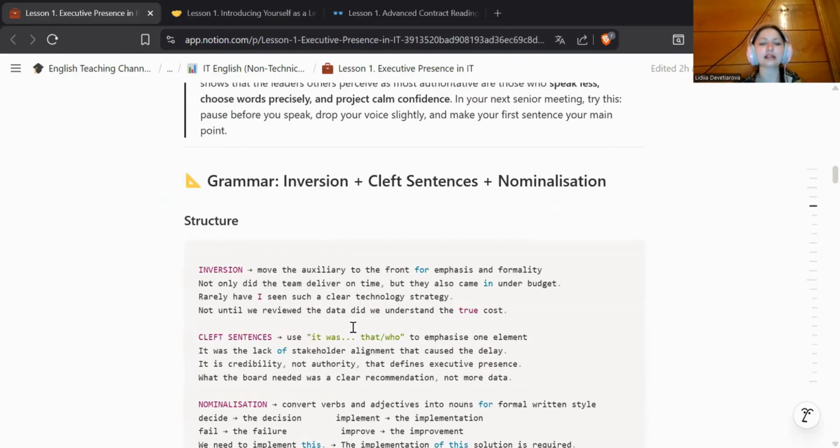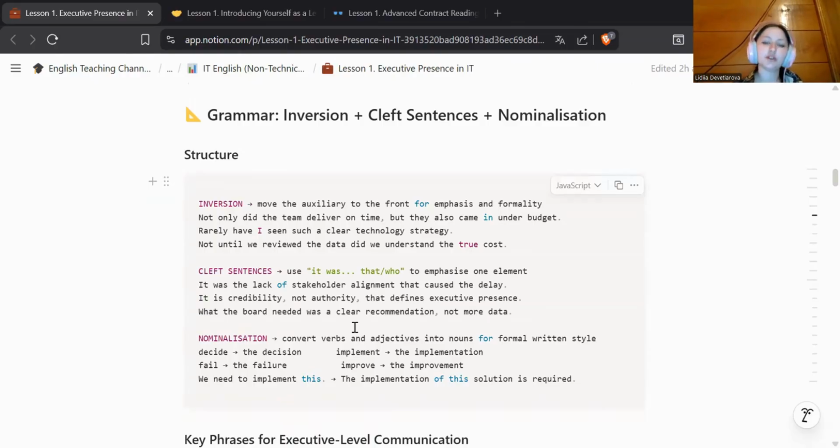Let's go to a little bit of grammar. Inversion, cleft sentences, and nominalizations. What exactly are those? So inversion, that's when we move the auxiliary verb to the front for emphasis and formality. It is a bit too barbaric to say as an English teacher, but basically that is a question sentence structure without a question mark in the end.